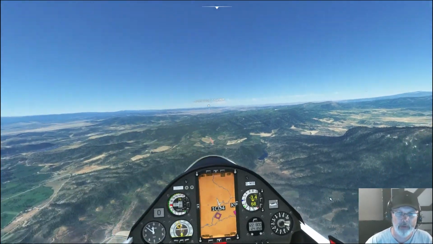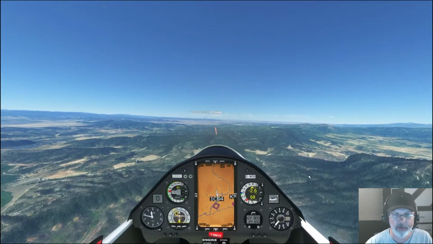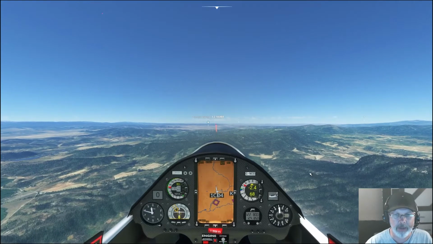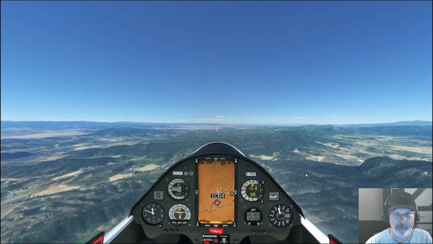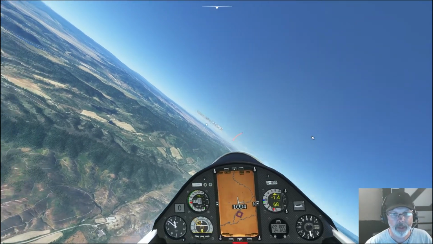Yeah, I'm not doing a very good job of it. I'm actually simulating this by applying opposite rudder, because the simulator doesn't simulate it as well as it might. So I'm going to make a left turn, and you're going to see the nose go to the right. You see, that's kind of what it looks like.